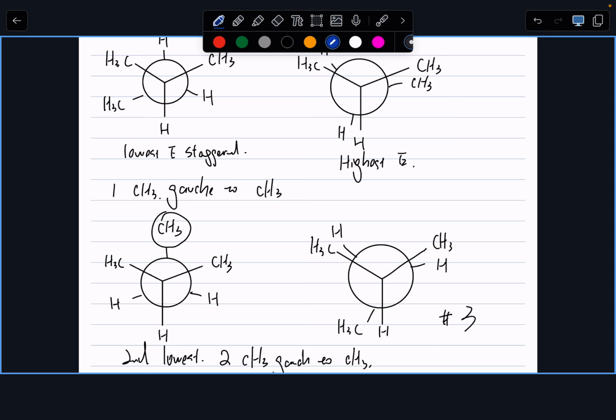Right, so for ranking the energy of these 4 Newman projections, I can give you the 4 Newman projections and ask you to rank them based on their energy. This will be my lowest, second lowest, third, and fourth. So your eclipsed is almost always higher in energy than your staggered. And then within the staggered, you count how many sterically bulky groups are gauche to other sterically bulky groups. And within the eclipsed, you count how many sterically bulky groups are eclipsed with other sterically bulky groups.